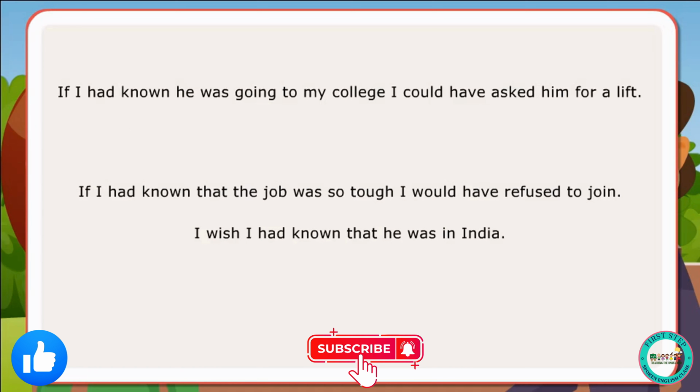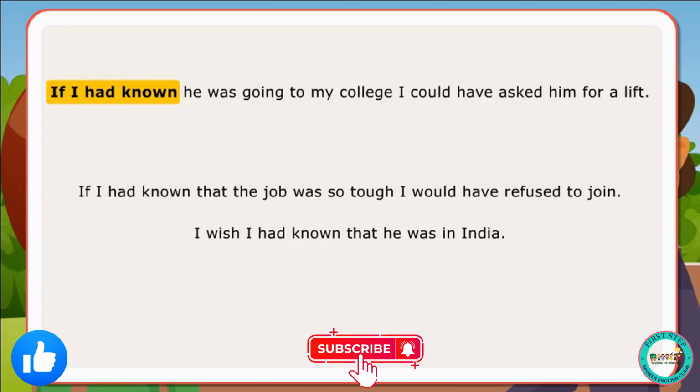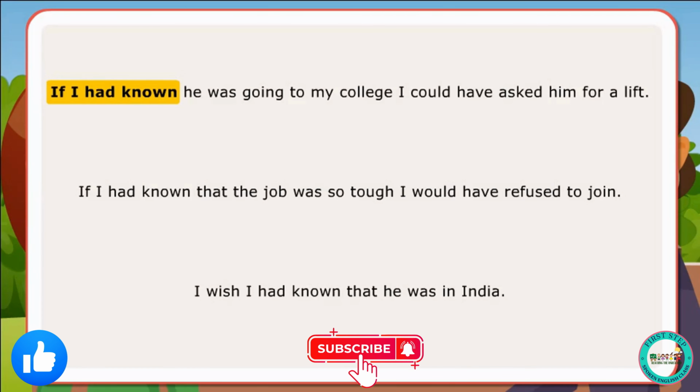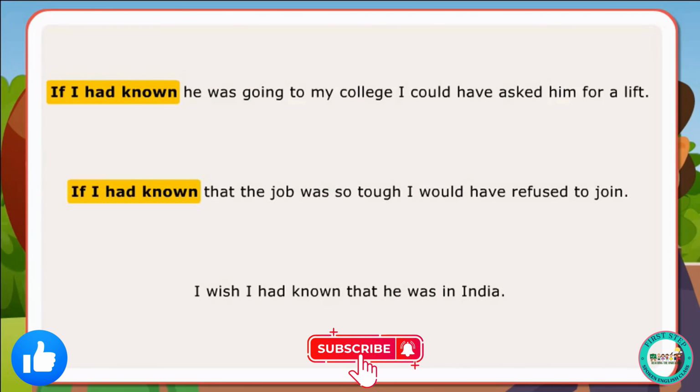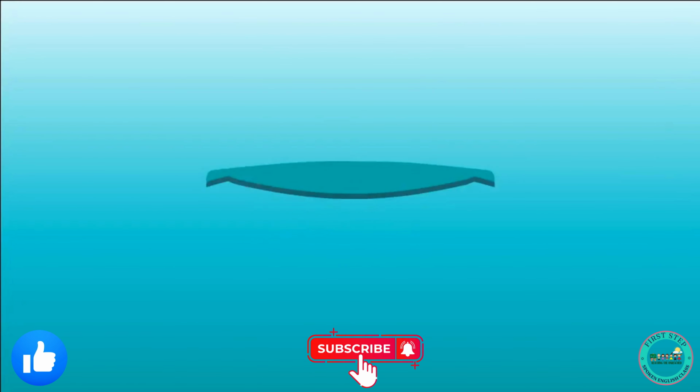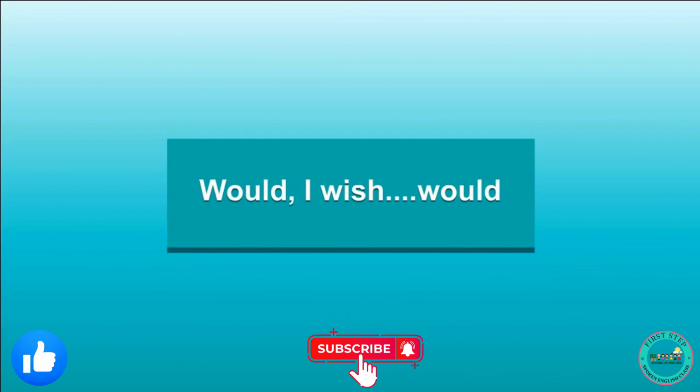In the first sentence, "if I had known" is a conditional clause expressing a past condition, and the main clause expressing the result uses could have with past participle. In the next conditional sentence, "if I had known" has been used to express a past condition, and the main clause expresses the result with would have.